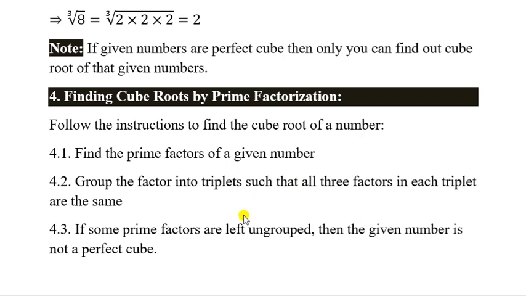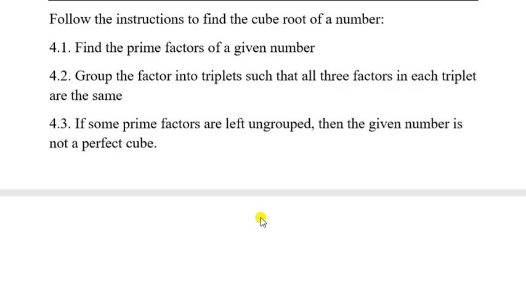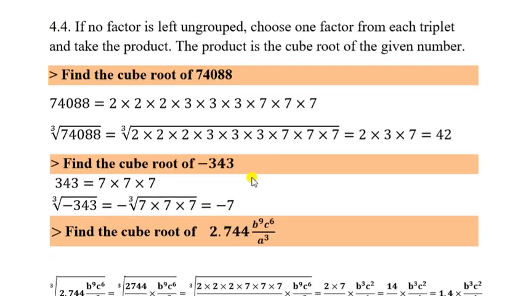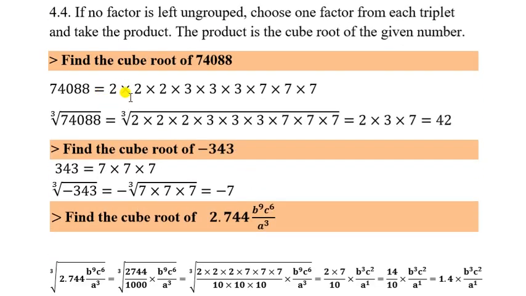So I'm going to explain directly with an example. I wrote here some steps, and I'll explain those steps with the example. Just see here the example. Find the cube root of 74088. So the first step, we have to prime factorize. Remember that, prime. If we factorize this, then we'll get 2 into 2 into 2, 3 into 3 into 3, and 7 into 7 into 7.